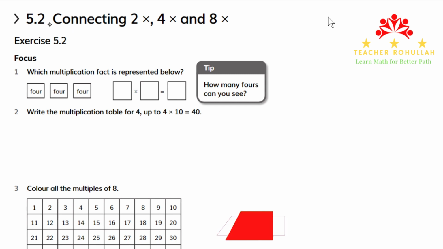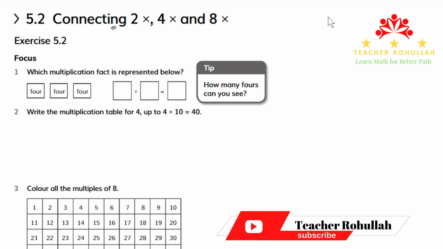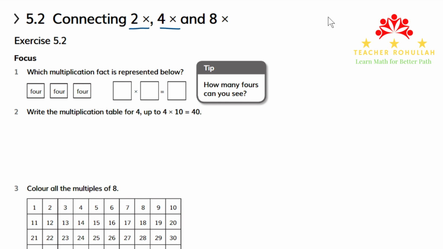So in today's lesson, we are going to work on connecting the 2 times table, 4 times table, and 8 times table. If we, for example, have the times tables of 2, 4, and 8, let me write 1, 2, 3, 4, 5, and so on, multiplied by 2, by 4, and by 8.